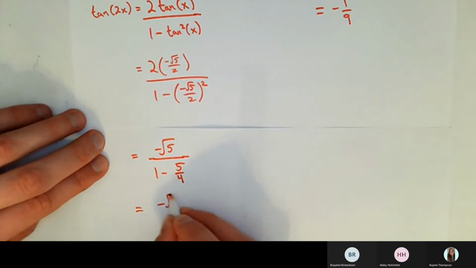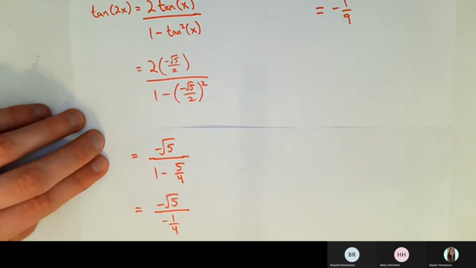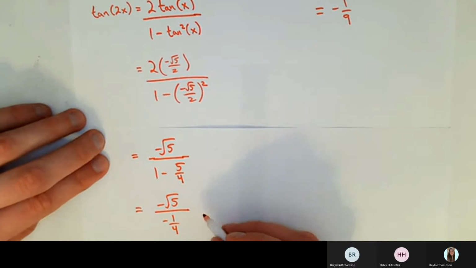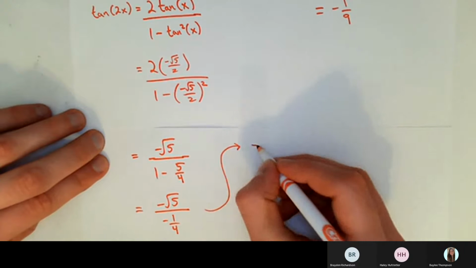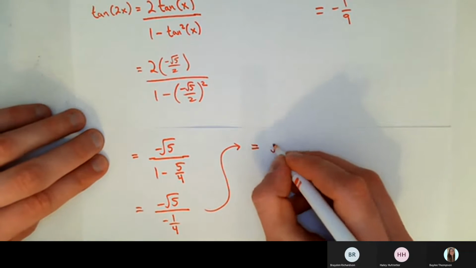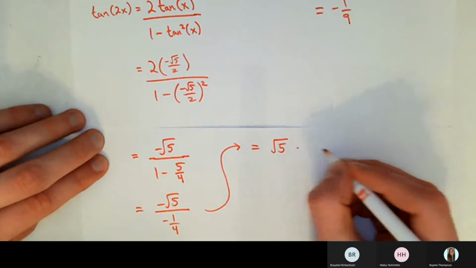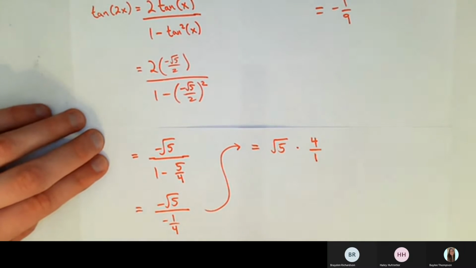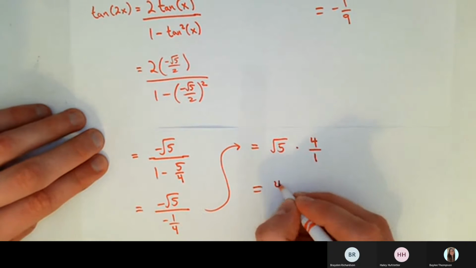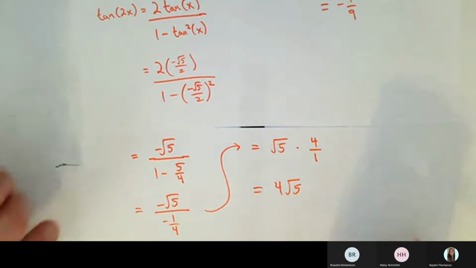So now I'm going to have negative square root of 5 over 1 minus 5/4, which is the same as negative 1/4. It's like 4 over 4 minus 5 over 4. That's the same as square root of 5 times 4 over 1. The negatives cancel, and if I'm dividing by a fraction, that's the same as multiplying by its reciprocal. In other words, I get 4 square roots of 5.